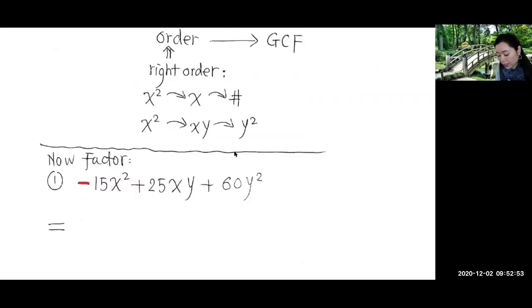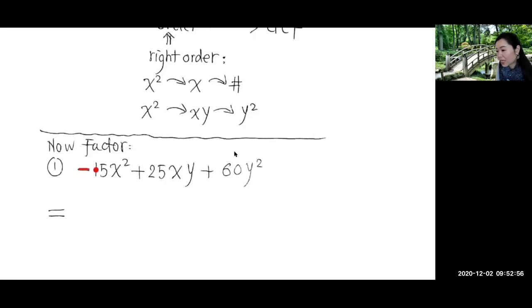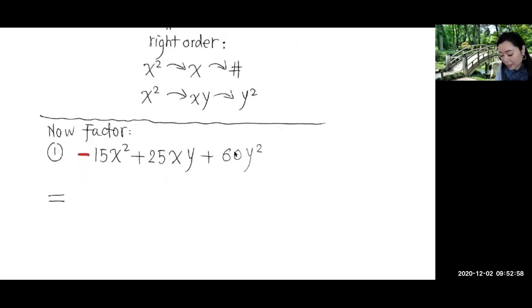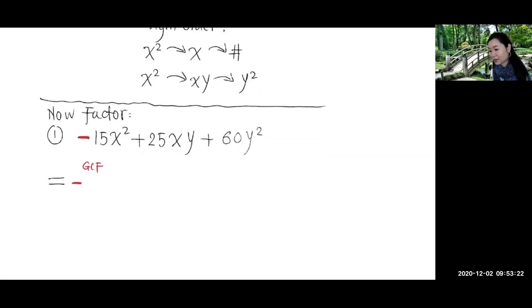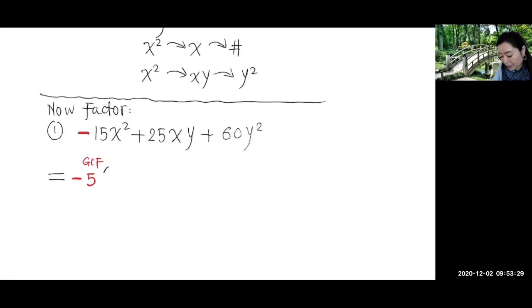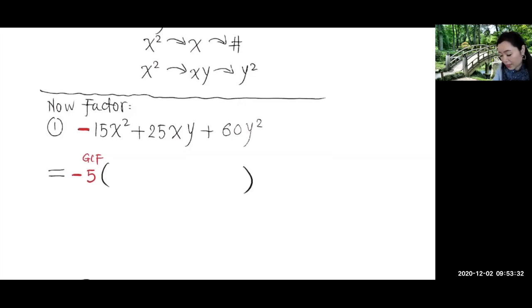So this one here, the leading coefficient is negative. So we like to take out this negative sign, okay? So take out the negative sign, but we also like to take out the greatest common factor. So what's the greatest common factor of these three terms over here? 5? Yeah, you got it. It is 5. So 5, and you have this parenthesis here. You have 3. Now we put 3x squared minus what?